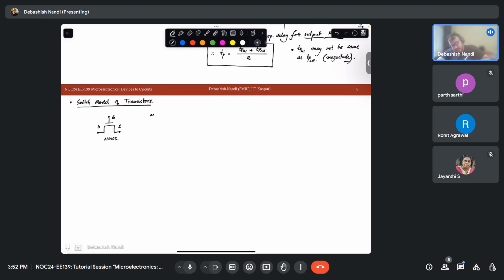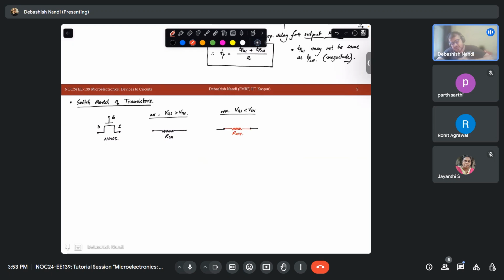When in the on state, that means your VGS is greater than VTN, my NMOS behaves like a resistor. This is my on resistance. Do you agree? And in the off state, it should ideally behave like an open circuit. But that doesn't happen. We always get an off resistance.